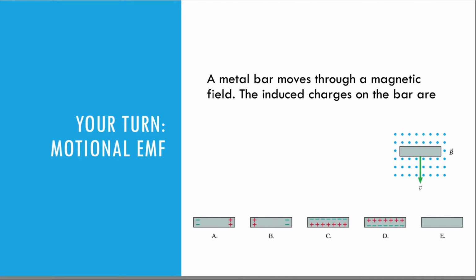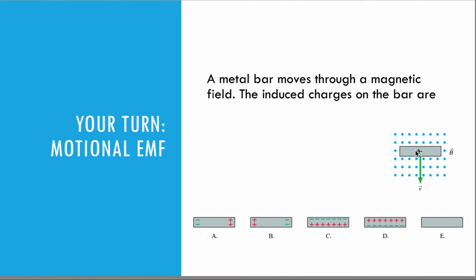It says that a metal bar moved through a magnetic field. So which way is the induced EMF going to be? Where are the positive charges going to be? Where are the negative charges going to be? We're going to use right-hand rule number 3 again. Let's see what happens to a positive charge right here in the middle.